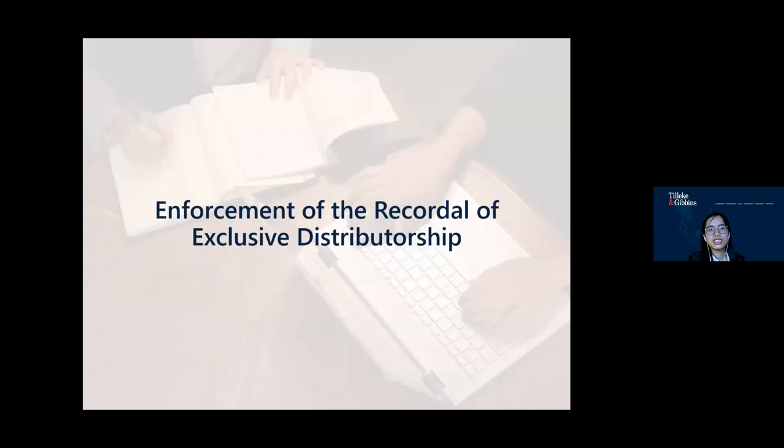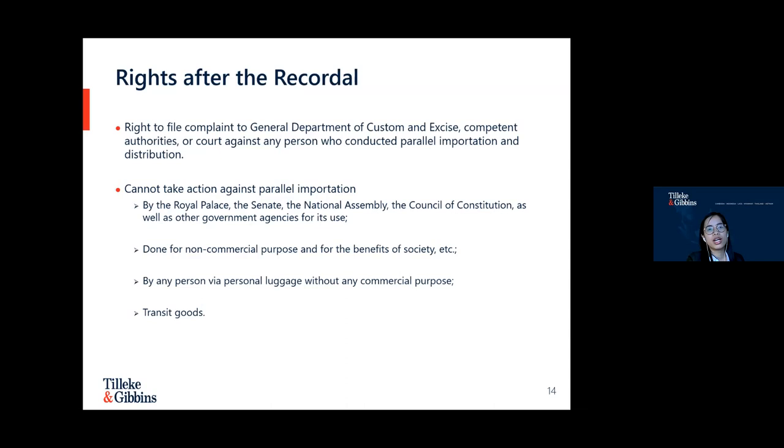Lastly, it is about the enforcement of recordals. So once you have the recordal successfully, you, the importer or distributor in Cambodia, have the right to file a complaint to the General Department of Customs and Excise, as well as the competent authority or the court, against any person who conducted parallel importation.